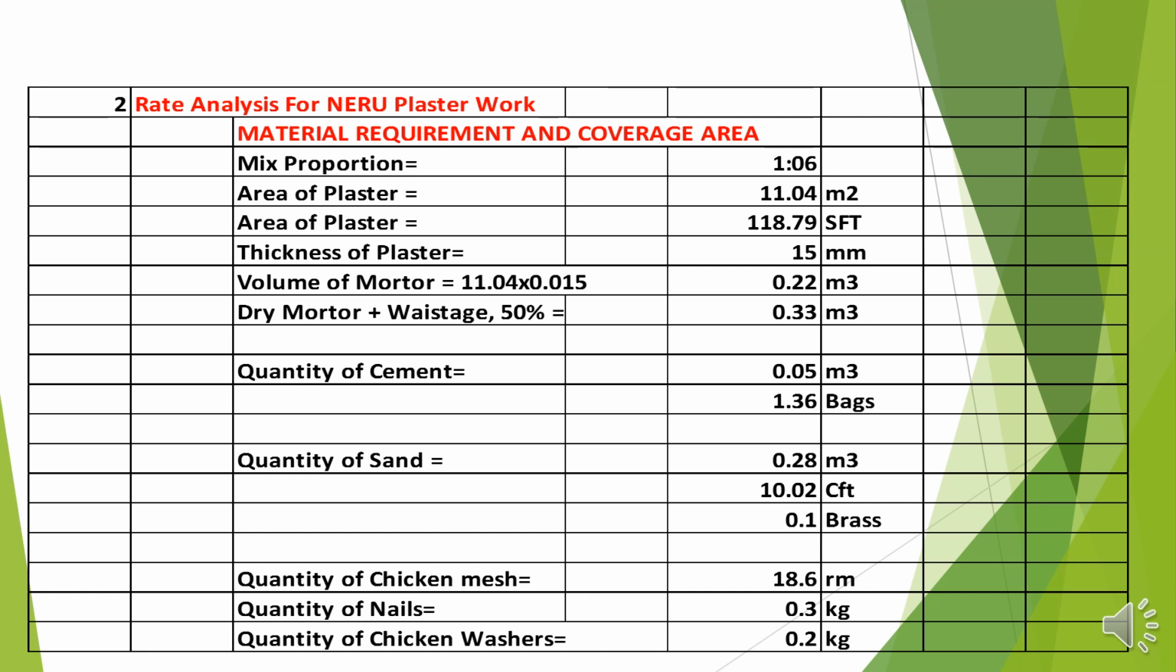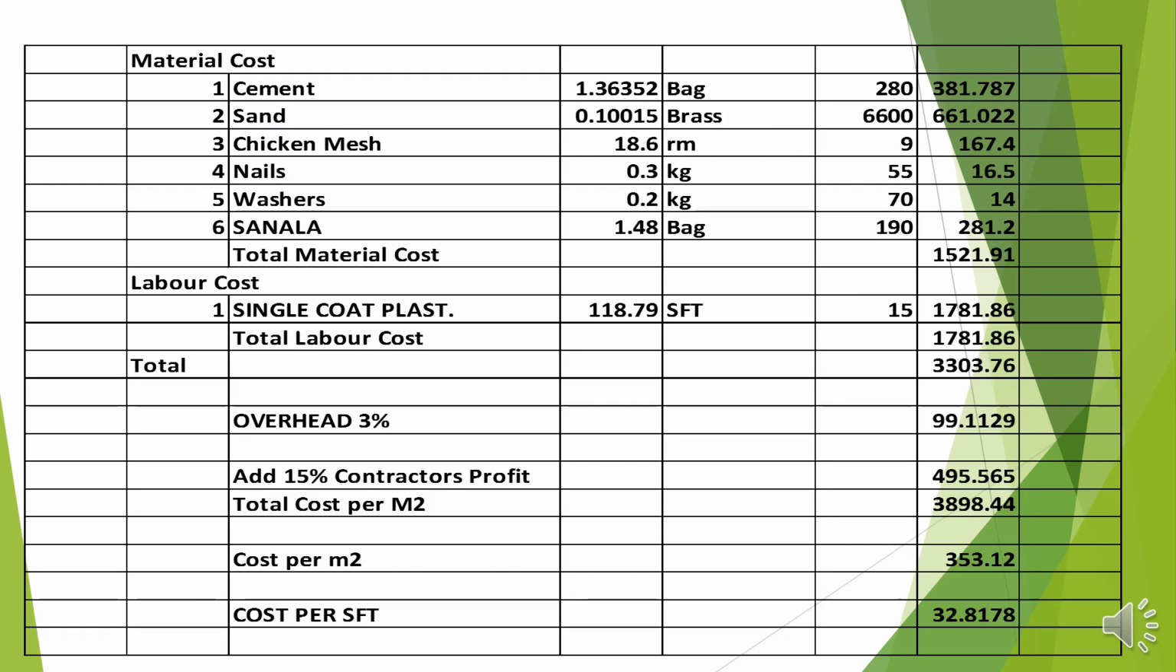Quantity of the chicken mesh will be 18.6 running meter. Quantity of the nails will be 0.3 kgs. Quantity of the chicken washer will be 0.2 kgs. Now I am talking about the material cost.